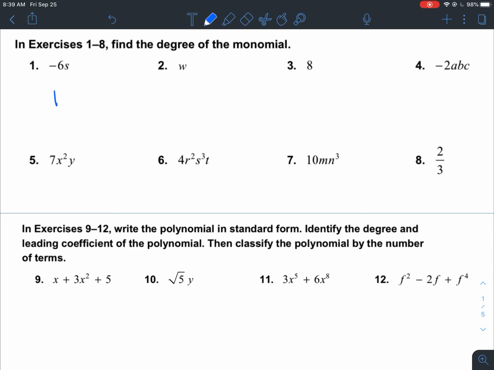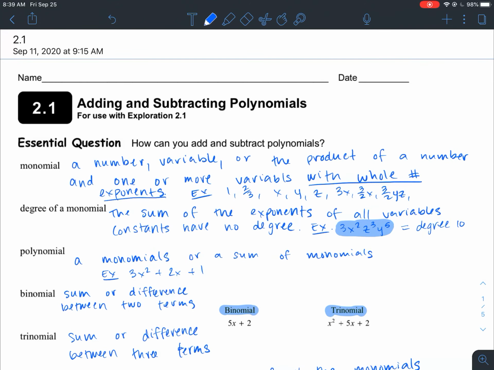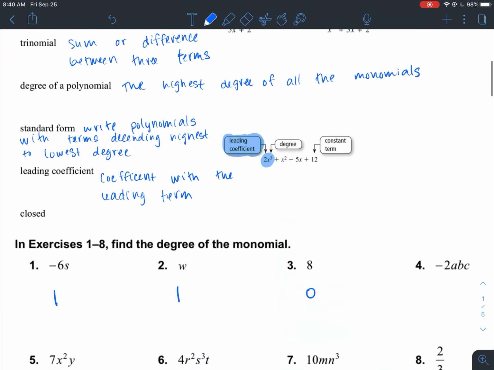For 2, this would also be 1. We have a variable, right? So just one variable, and it's to the degree of 1. For number 3, this is a constant, and constants don't have degrees, so that's a 0. And then over here we have 4 terms. We have a negative 2, we have a, b, and c, and they're all being multiplied together. But the constant doesn't have a degree, and so we just count the degree of the a, the b, and the c. And remember, by the definition of monomial, the degree is the sum, okay? So that's 1, 2, and 3, because a to the 1, b to the 1, c to the 1. So this has a degree of 3.